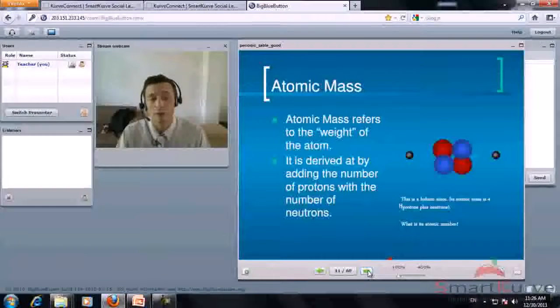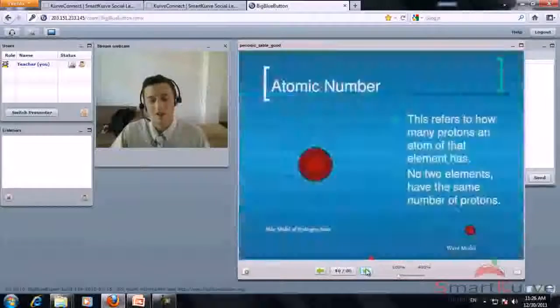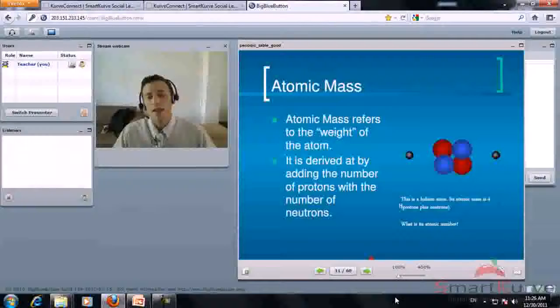Atomic mass, remember, this is the number that's right underneath the chemical symbol. So in the case of hydrogen, it's this number down here, 1.000794. The atomic mass refers to the weight or the mass of the atom. It is derived by adding the number of protons with the number of neutrons.